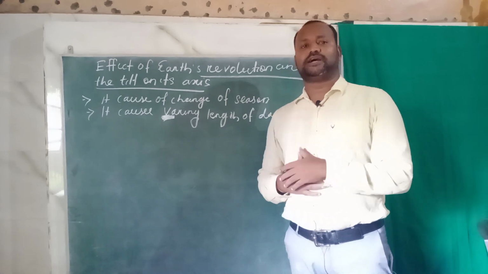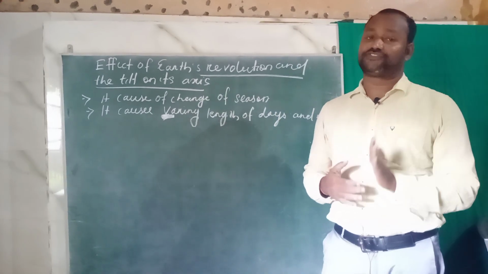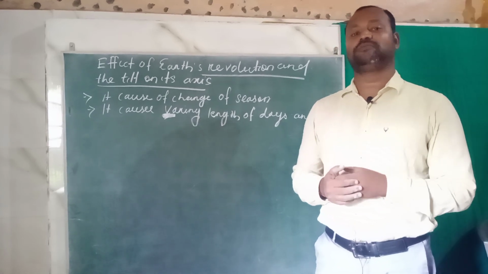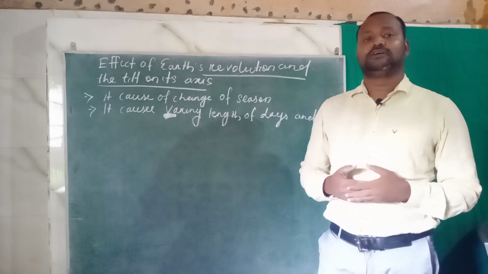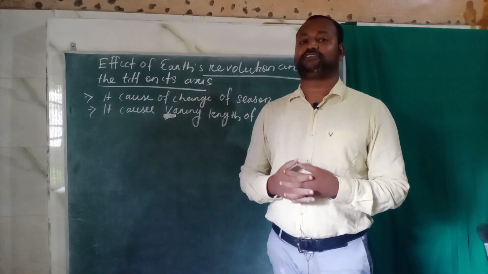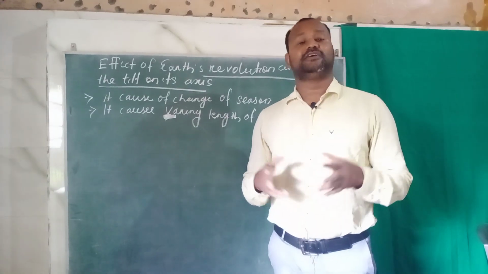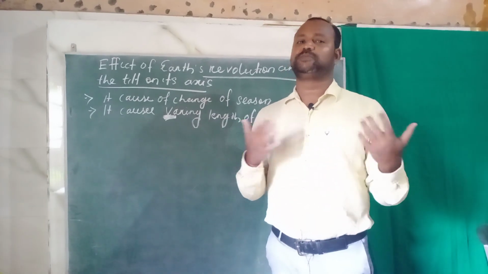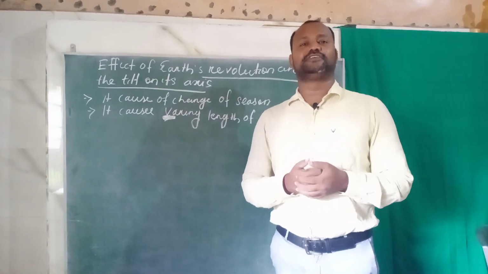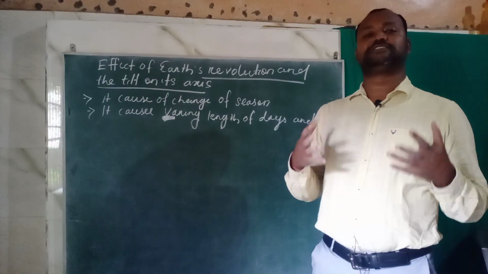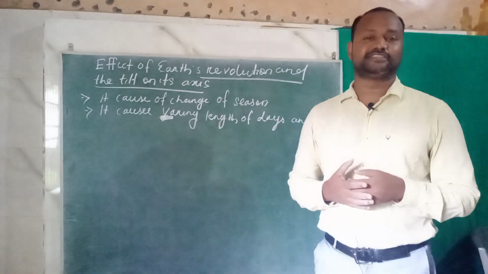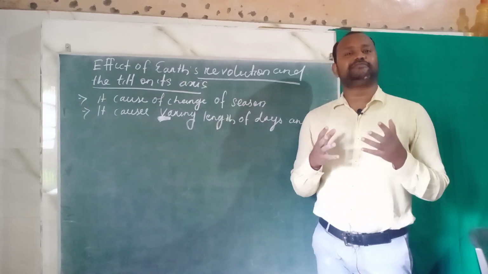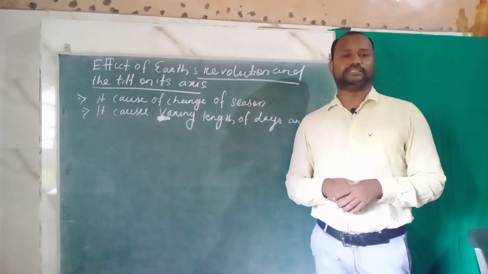Students, do you know that if the Earth's axis becomes straight and if the Earth does not revolve around the Sun, then there will be only one season? Summer means only summer, winter means only winter. One part of the Earth will receive only sunlight, another will not receive. So it will cause what? There will be an equal type of season throughout the year.